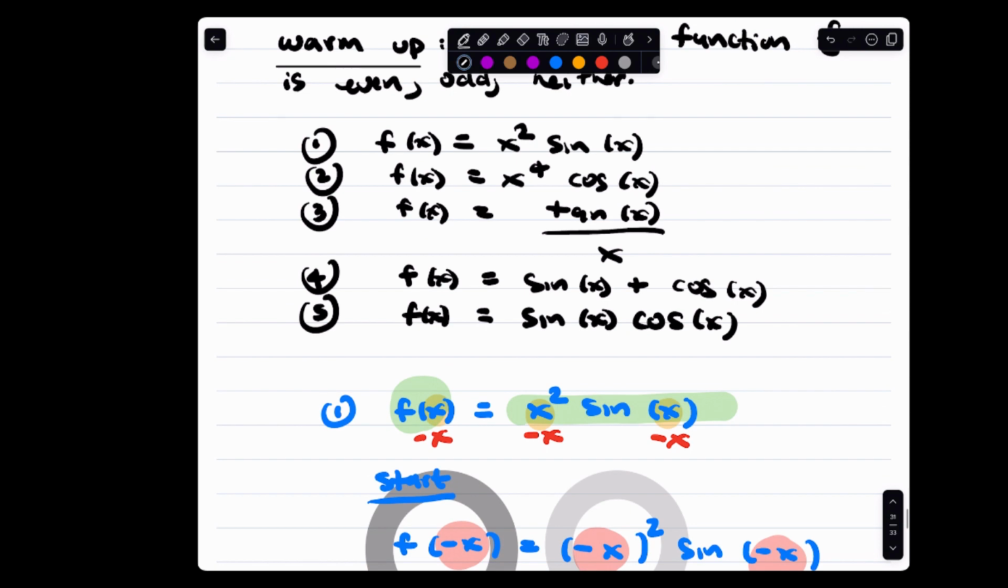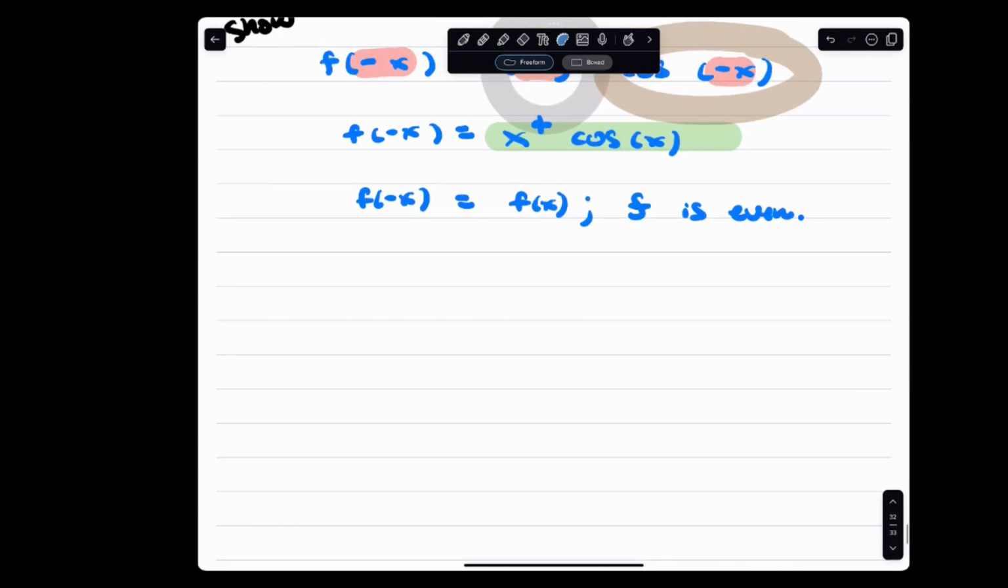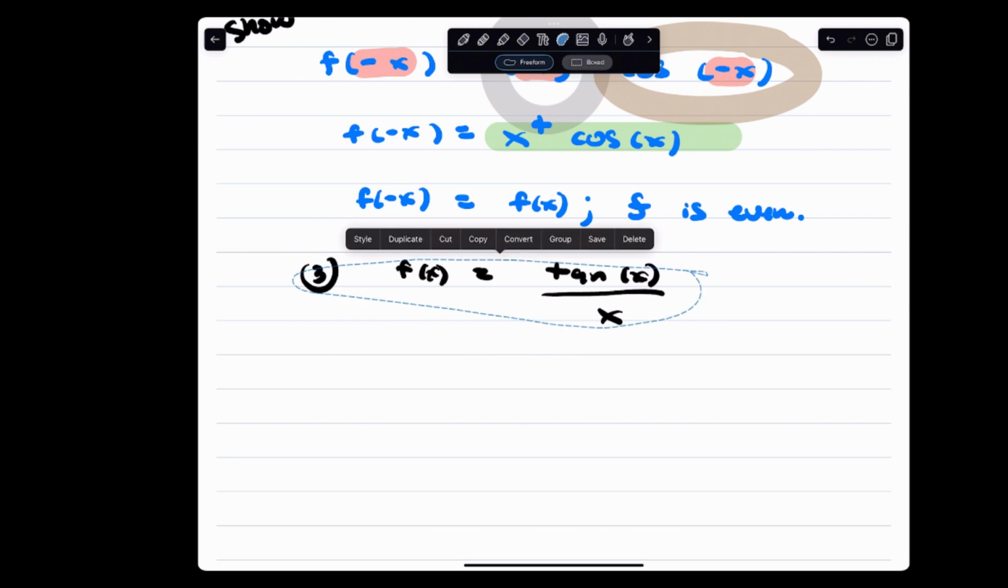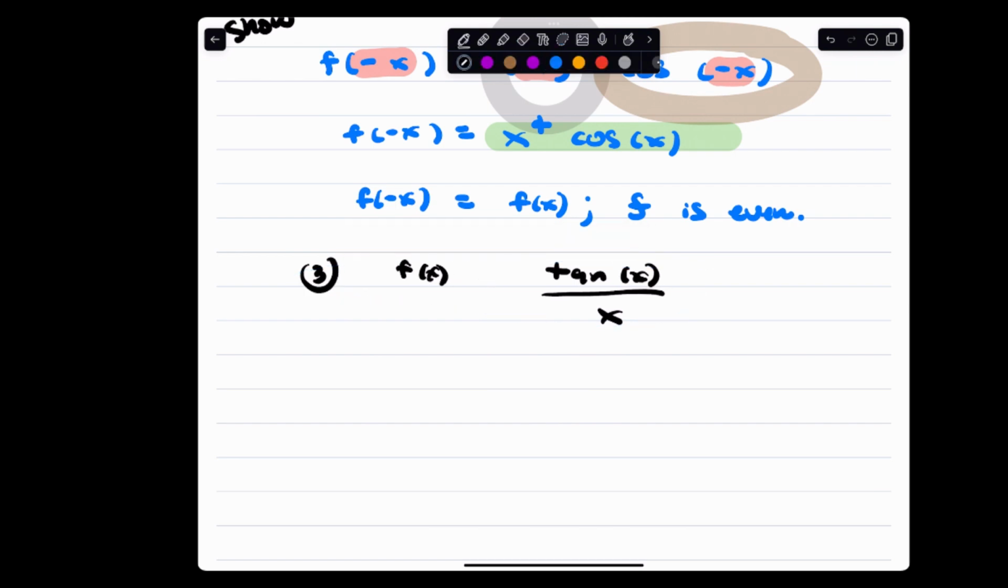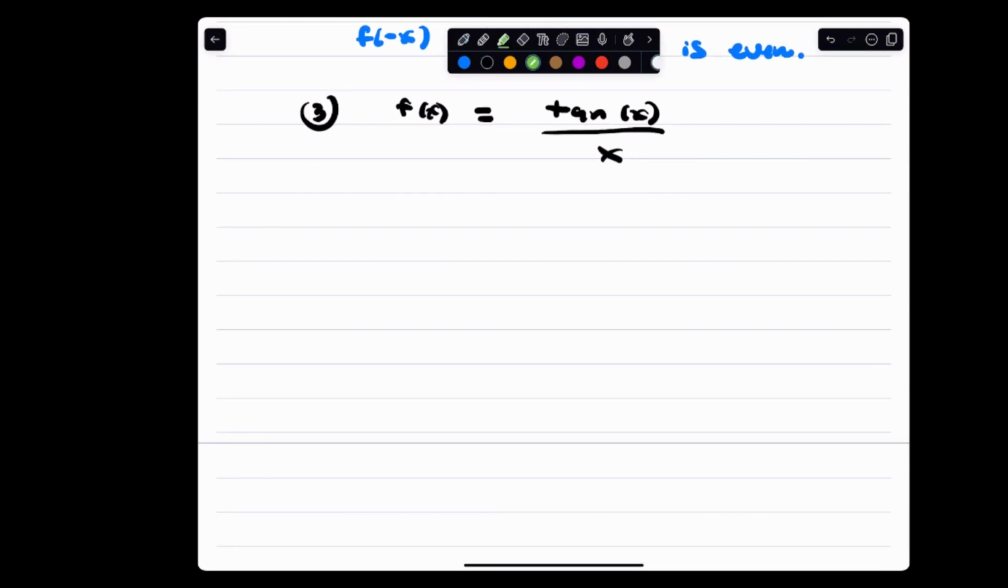All right, let's see number 3 now. So right over here, you're going to look at this input here: x over tangent x. Say f of minus x is going to be what? Tangent minus x over negative x. Is that right?